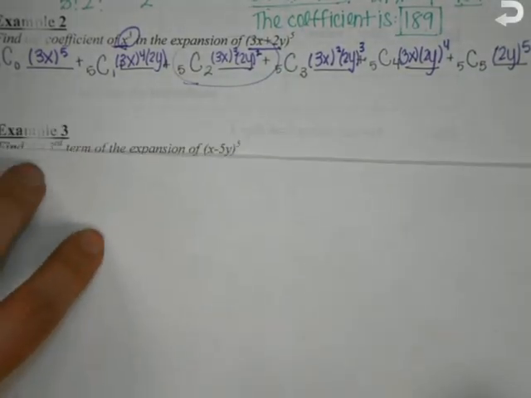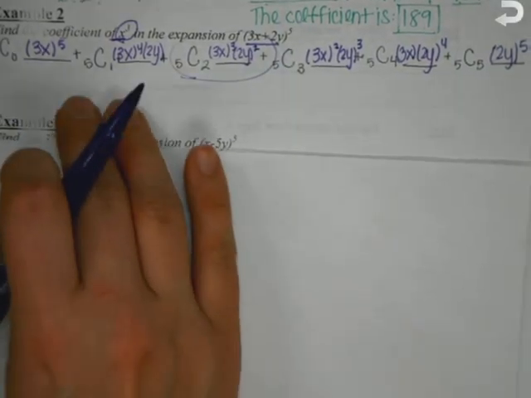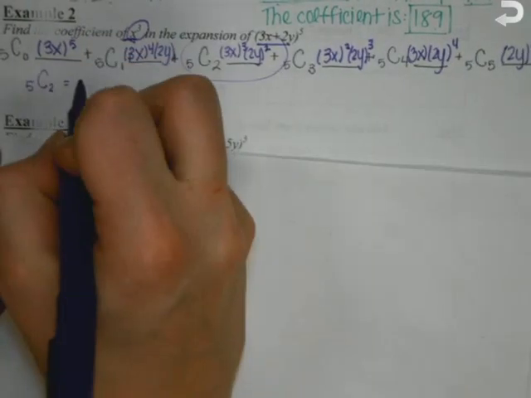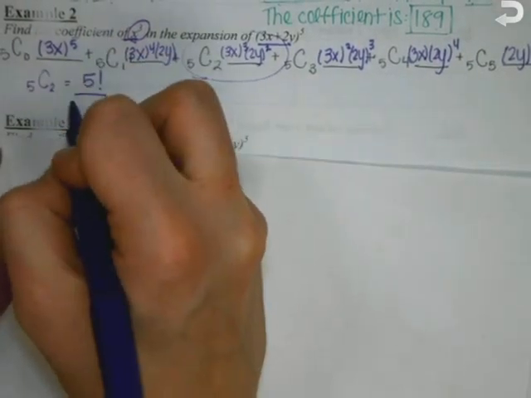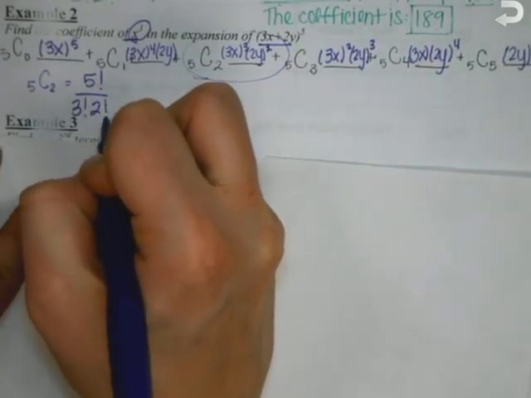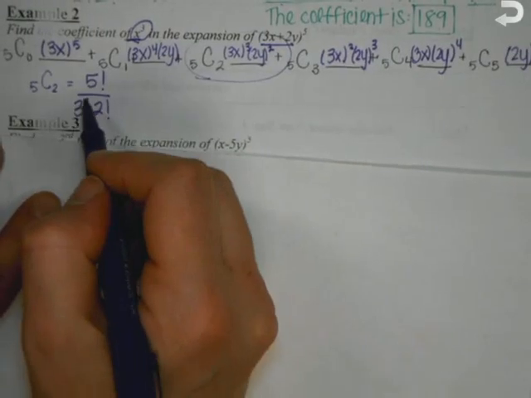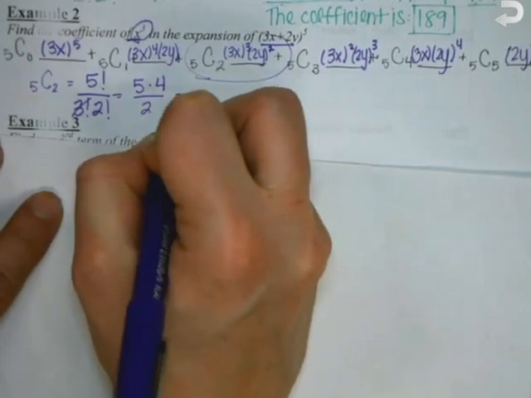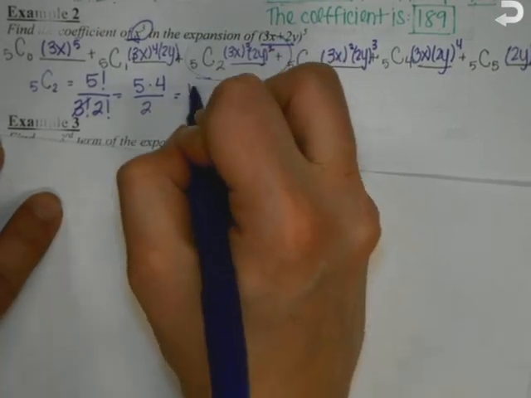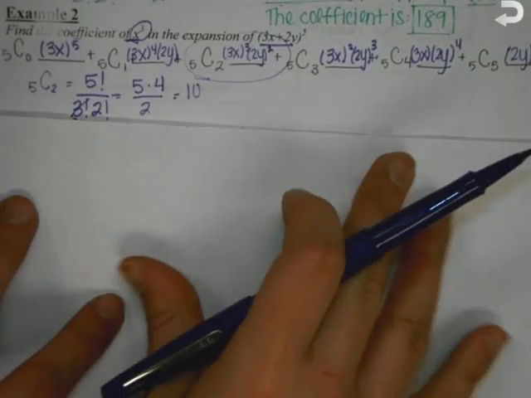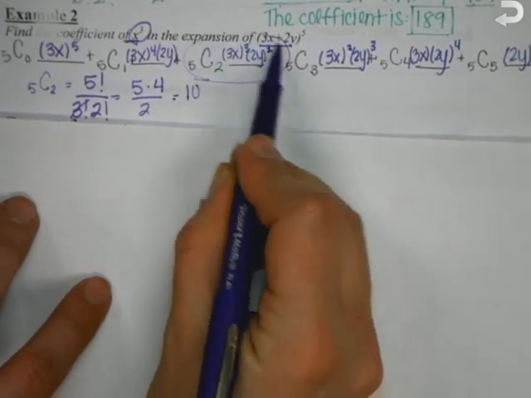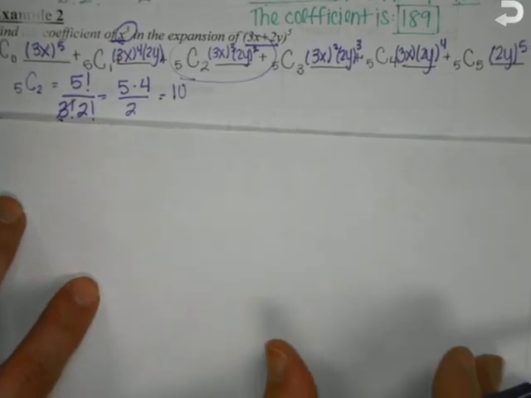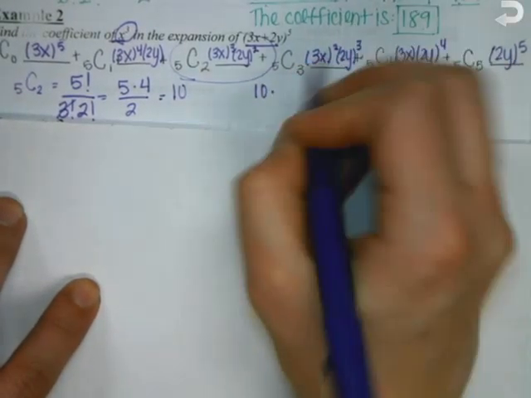5 combination 2 is equal to 5 factorial over 3 factorial, 2 factorial. The 3 is going to cancel, so we would be left with 5 times 4 all over 2, which gives me 10. Now we're not done. This is the coefficient that we're multiplying this whole thing by, so we have to plug it all back in. So this is going to be 10 times 3x to the 3rd times 2y to the second.